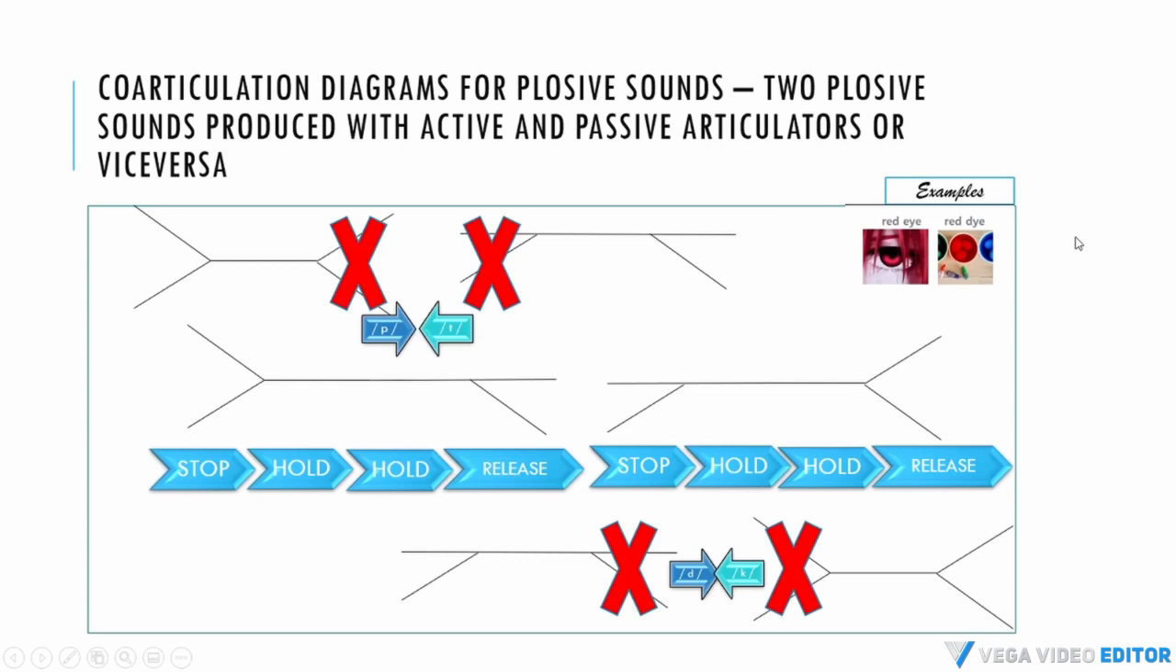Red eye versus red dye. Now that we know how to pronounce two identical stops, we can say red eye and red dye properly. To say red eye, we use the catenation method, but to say red dye, we need to use the gemination method for stops. That is, we need to stop and hold the first D sound and release it at the second D.